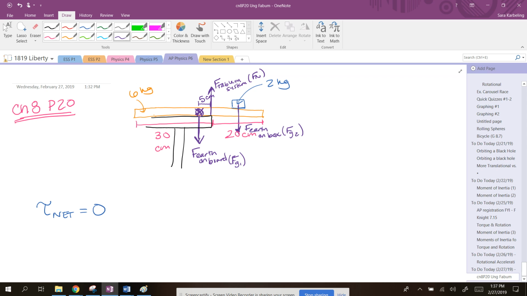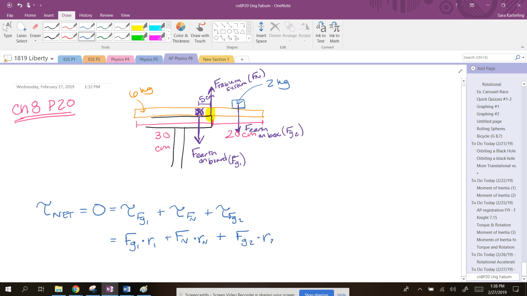So that's what we want to do, right? We want to make our life as easy as possible. So let's put the axis of rotation right there. So then, when we write our net torque equation, we've got the torque of FG1 plus the torque of the normal force plus the torque of FG2. So that's going to be the force of gravity 1 times the radius for that one, plus the normal force times the radius for that force, plus FG2 times the radius for that one. And that all has to add up to 0.